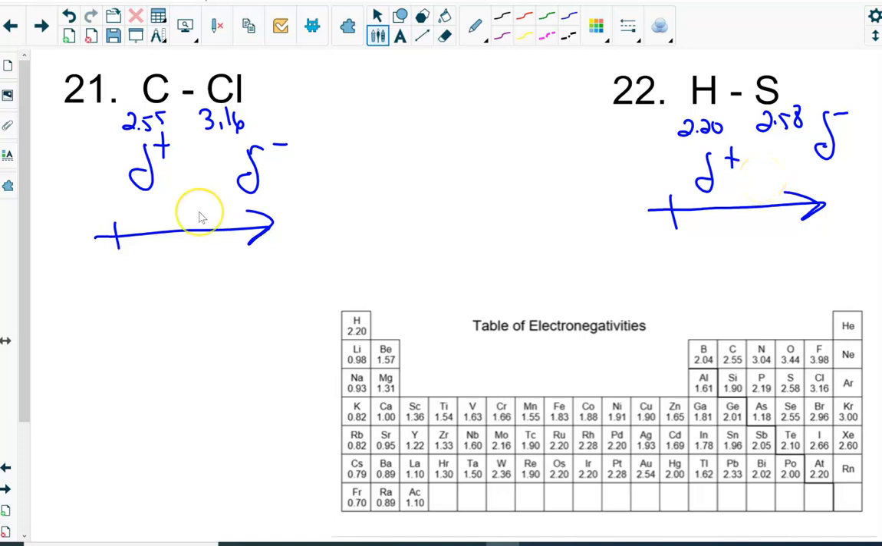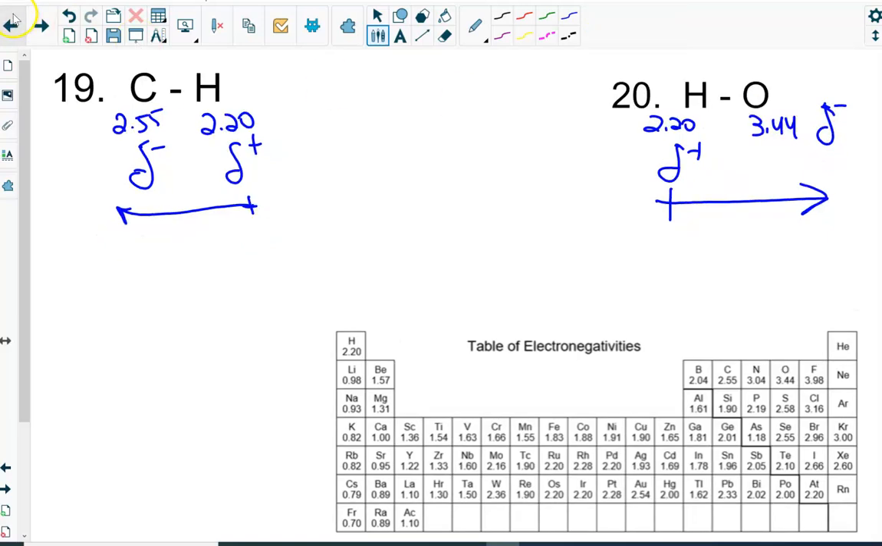Now I realize this arrow and this arrow are all pointing the same direction. That's just because of the way these examples came out. If you notice, on this side we had one arrow pointing the other direction. So it's always pointing towards the larger number.